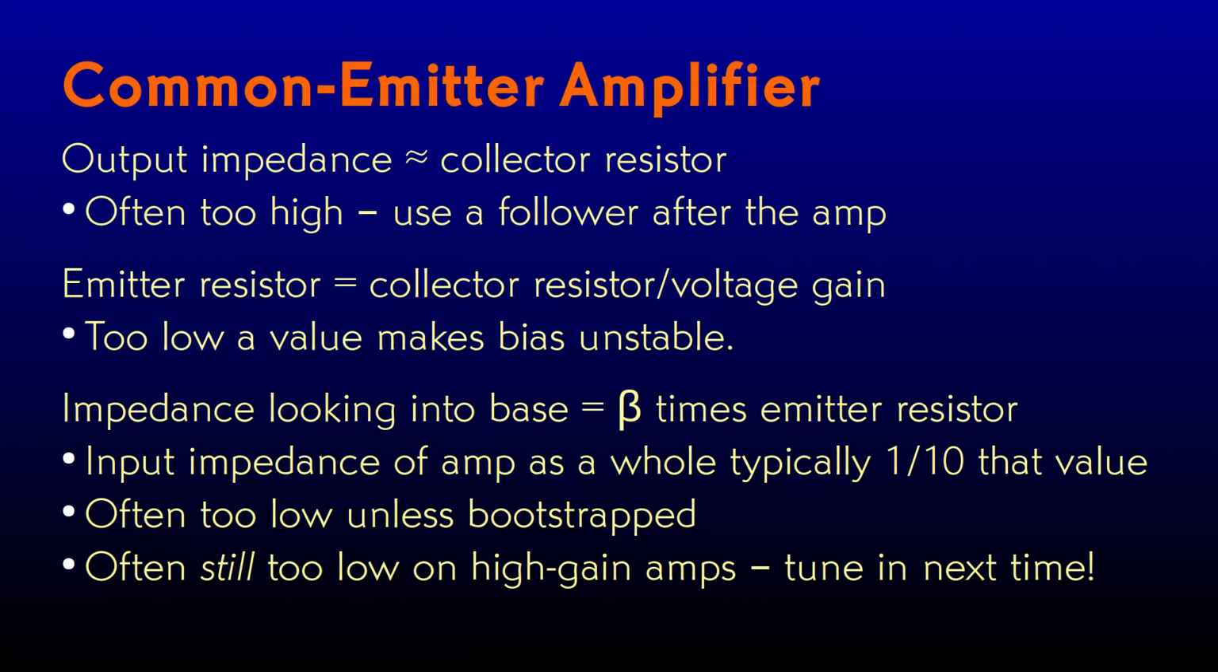We learnt that the output impedance is determined only by the collector resistor. This impedance often must be unworkably high, so a high-gain amplifier will usually have a follower as the next stage. We already knew that the voltage gain is the ratio of collector and emitter resistors. While I didn't cover it, if you experiment on your own bench, as I encourage you to do, you'll discover that too low an emitter resistor makes the biasing unstable. We learnt that the impedance looking into the base of the transistor is the emitter resistor times the transistor's beta.